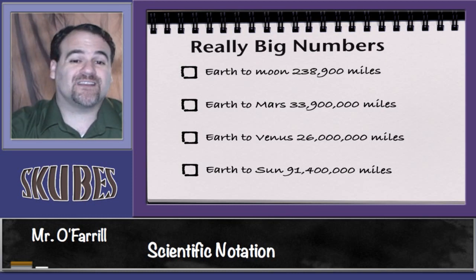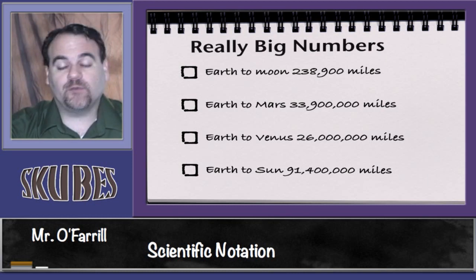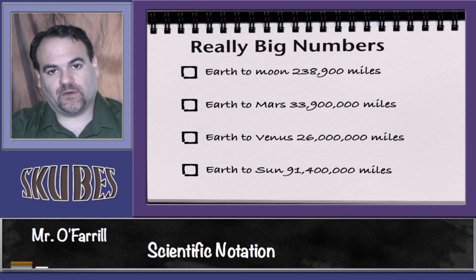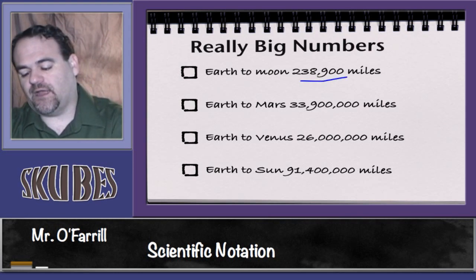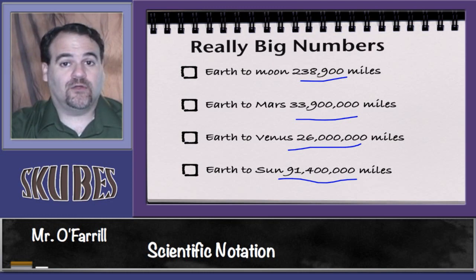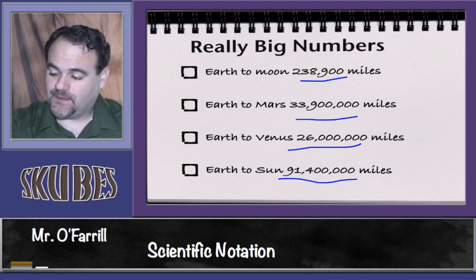The distance from Earth to the Sun, 91,400,000 miles. These are really big numbers. You notice a lot of zeros there, and, well, let's be honest, do you really want to have to write down these huge numbers every single time you're going to do some operations? Well, scientists would say no. We have a much quicker way of writing these down using scientific notation.